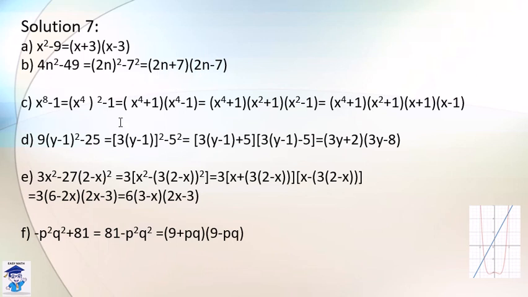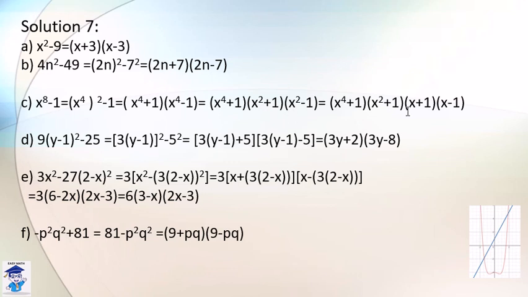And number C, x to the power a minus 1, we made is the square of x to the power 4 minus 1, so this is x to the power 4 plus 1 times x to the power 4 minus 1. So the first term keep it, no formula. And the second term has a formula. So we can make this x squared plus 1 times x squared minus 1. And keep going, factor x squared minus 1. So it's x plus 1 times x minus 1.